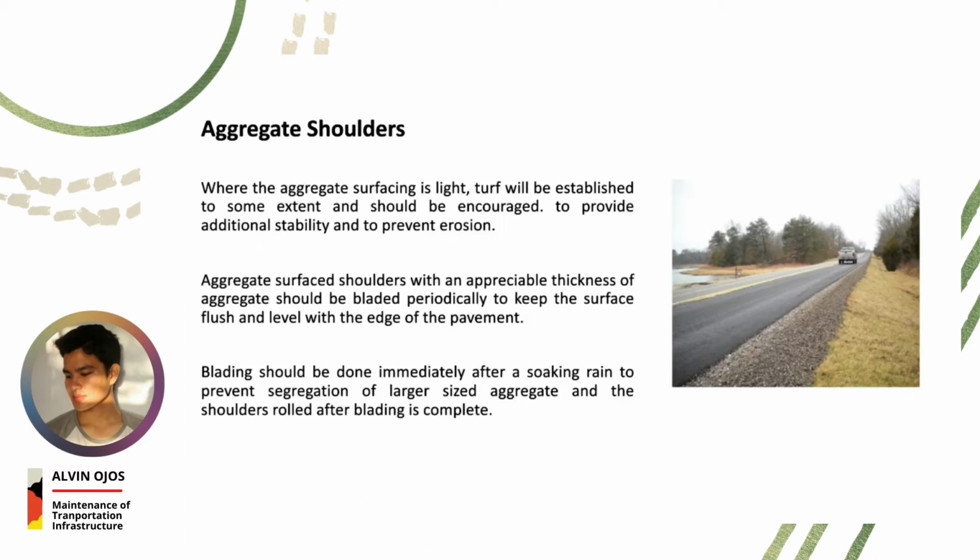Blading should be done immediately after a soaking rain to prevent segregation of larger sized aggregate, and the shoulder rolled after blading is complete. So the presence of turf is also needed in aggregate shoulders. That is to provide additional stability and to prevent erosion.